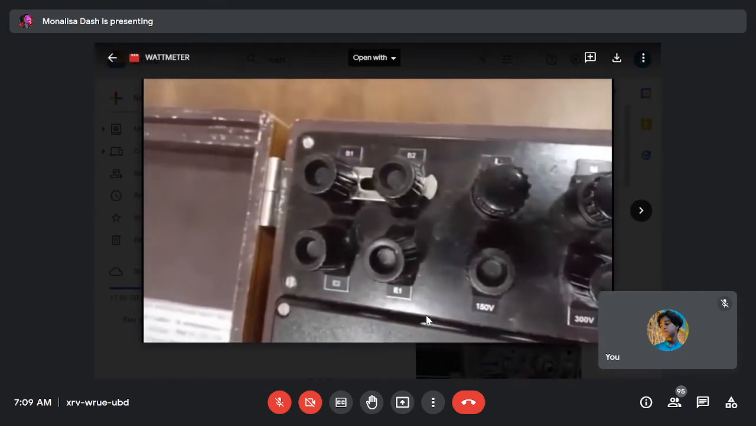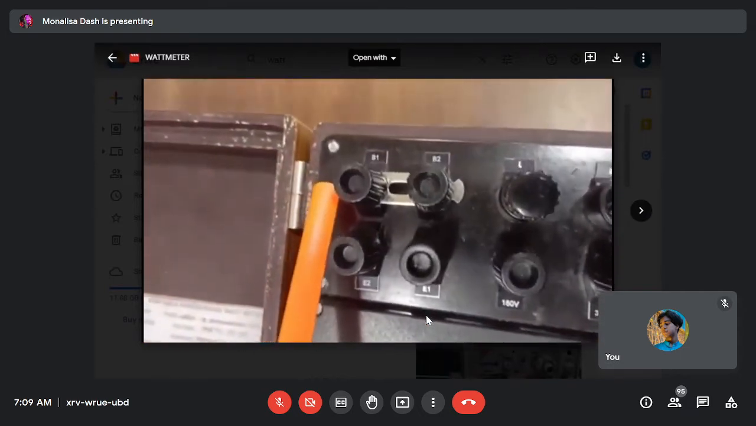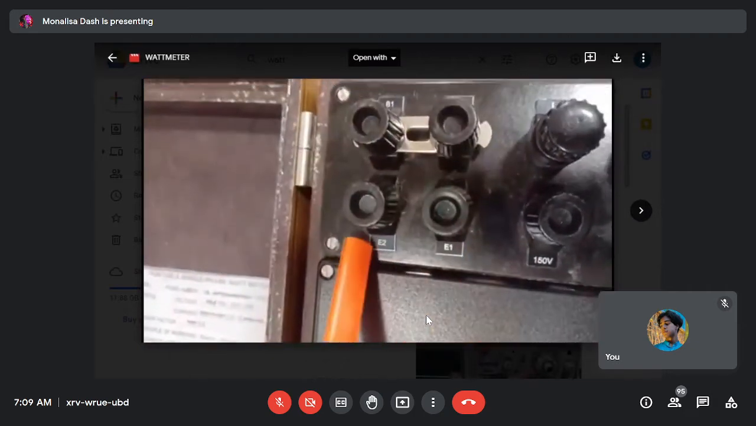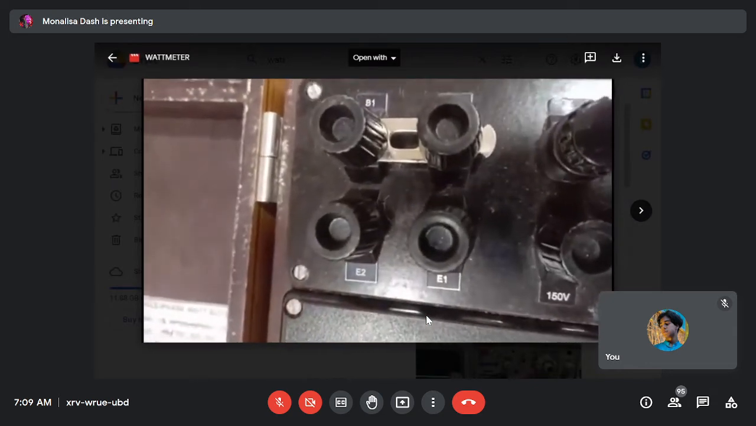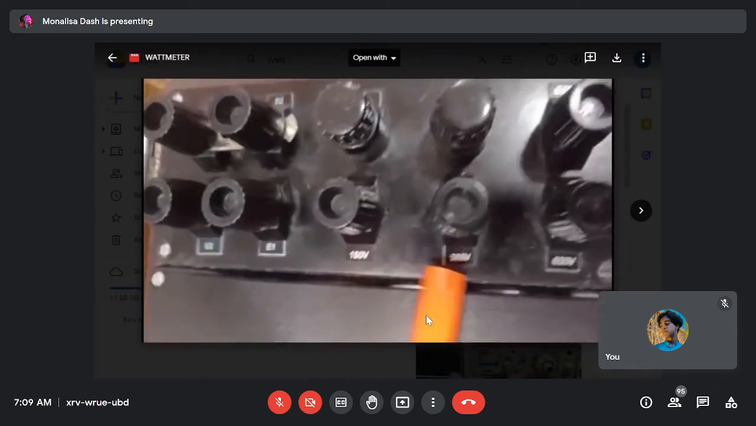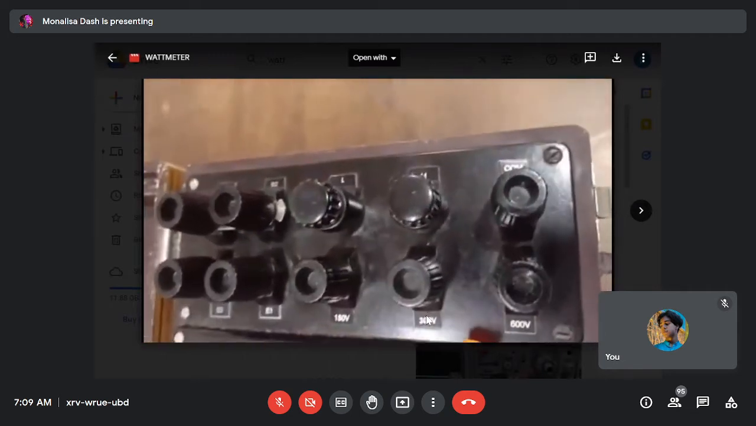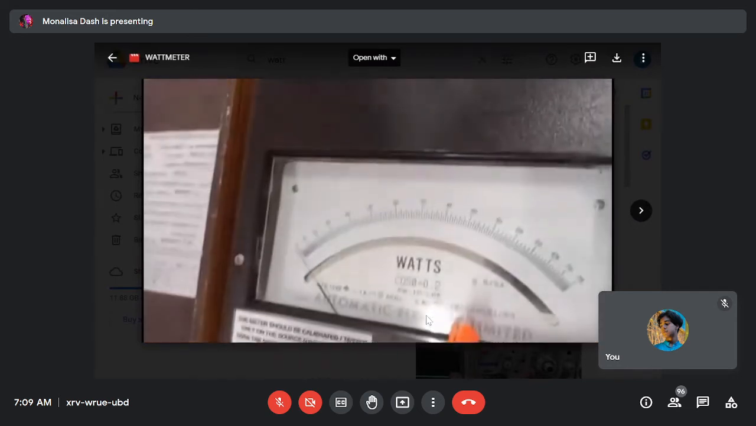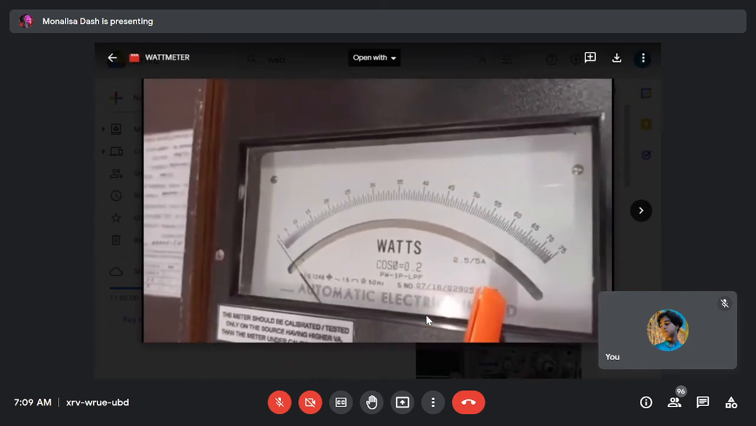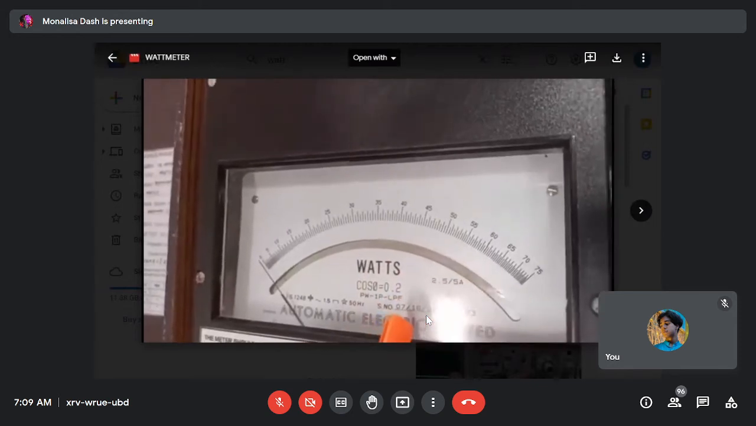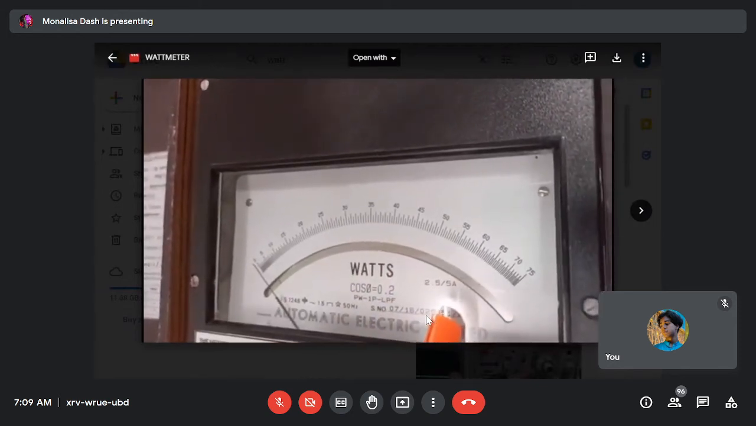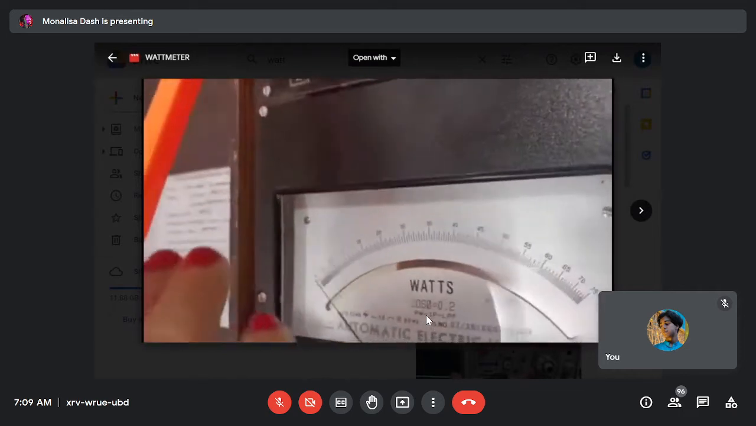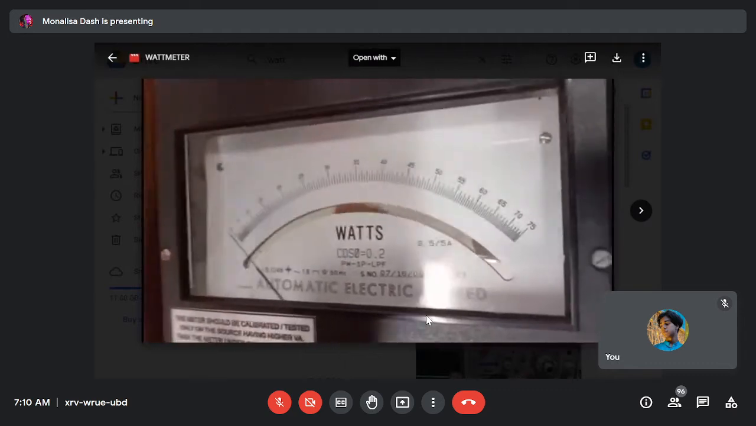Students, apart from this, here you see other terminals of the wattmeter, B1, B2 and E1, E2. Why are these terminals there? Here you see, the voltage we know from the terminal is for the range 150, 300, 600. Here you see current, it is 2.5 ampere and 5 ampere. So this wattmeter is for 2.5 ampere and 5 ampere. It is not written on the terminal. So how do we know whether it is 2.5 ampere or 5 ampere? Here you see the diagram.